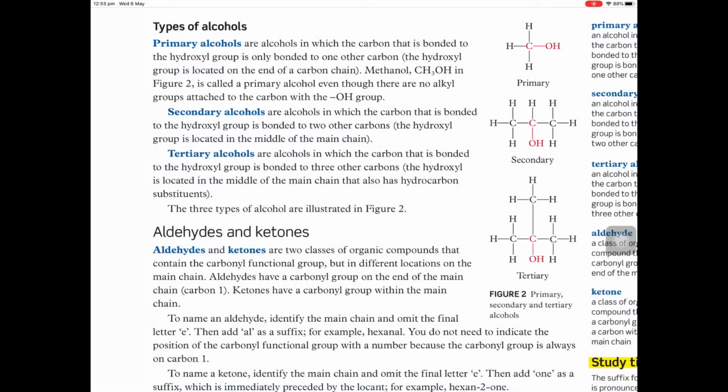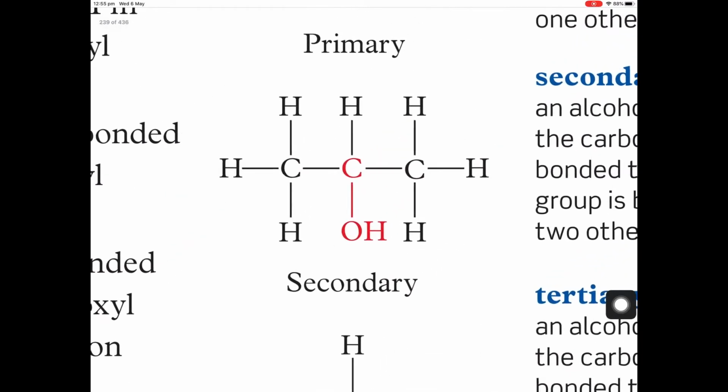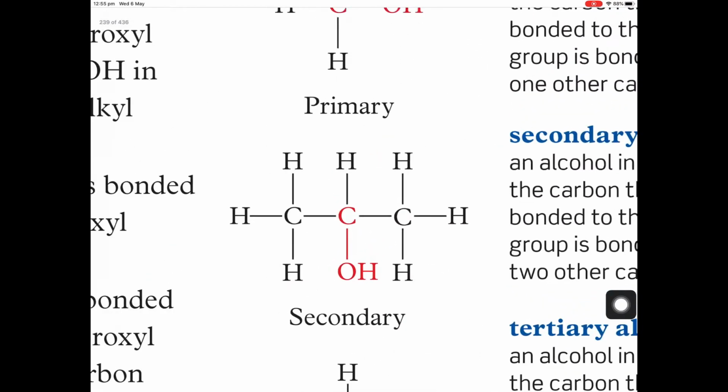So let's try naming this and this alcohol. With this one here, this secondary alcohol, the hydroxyl group's attached to the middle of 3 carbons. It's got 3 carbons, so it's got to start with prop, and the hydroxyl group's attached to the second carbon, so it must be propan-2-ol.